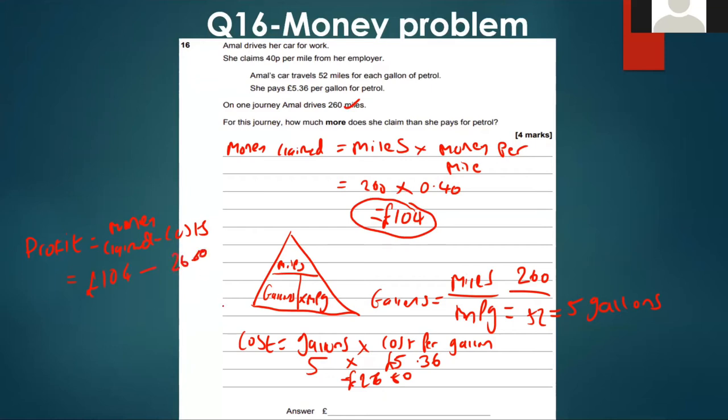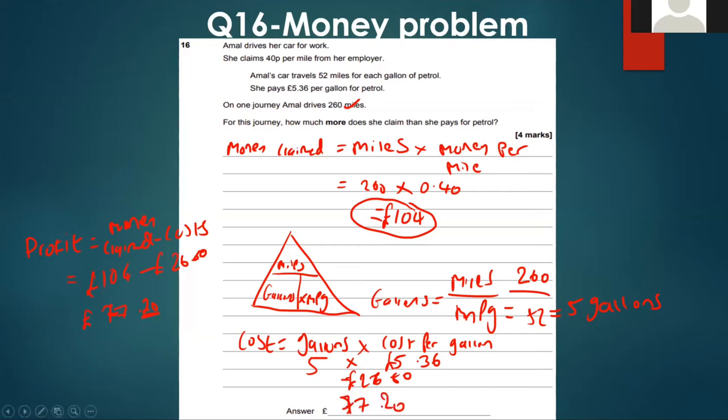All of those costs are the gallons times the cost per gallon. That's how much she's paid, which is £26.80. Taking that away, you can do that in my calculator, it's £77.20. So this is money, so make sure that you put it to 2 decimal places. So £77.20. Hopefully I've explained that okay.